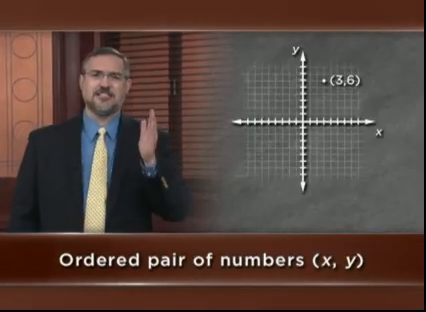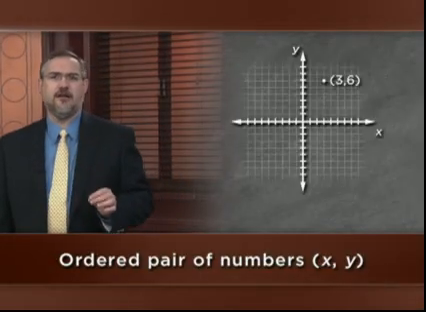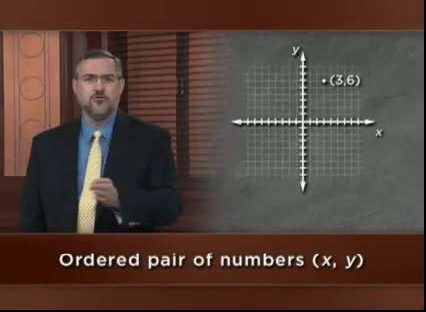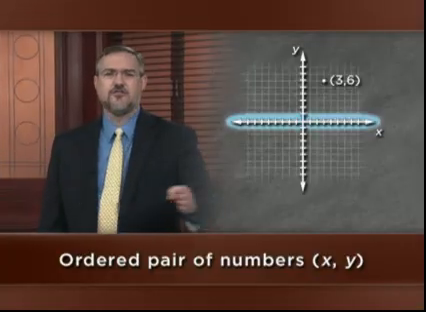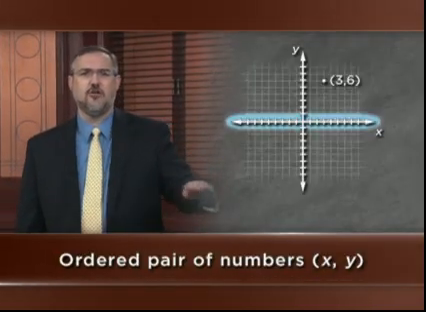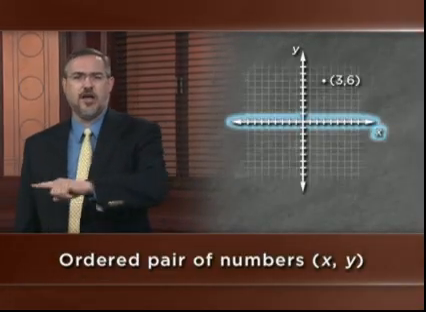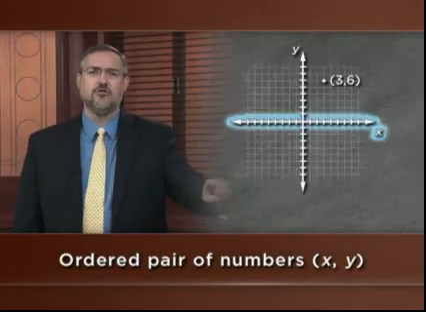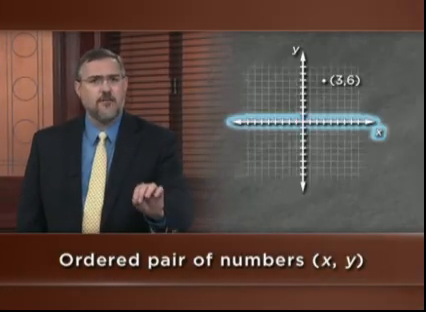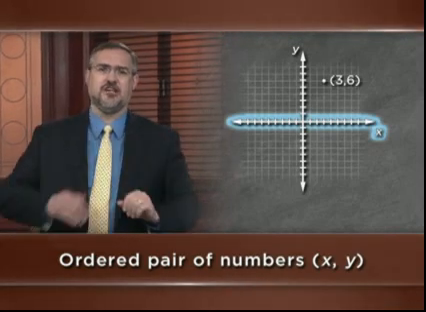Well, here's exactly how I figure that sort of thing out. The x-coordinate tells us how far to move horizontally to find our point. Remember, the horizontal axis is known as the x-axis. So the x-coordinate is going to tell me how far I need to move horizontally from that origin point, which is the point where the two axes intersect.